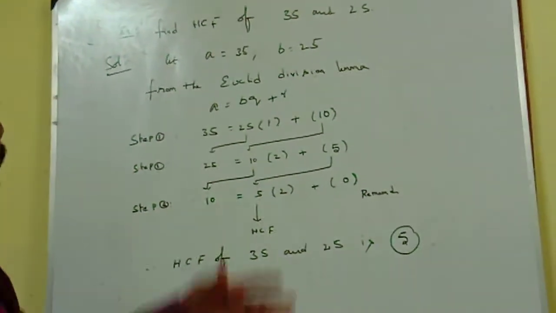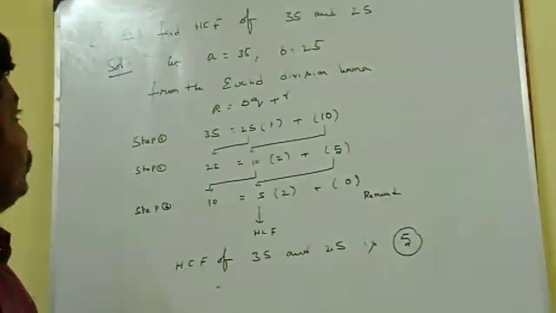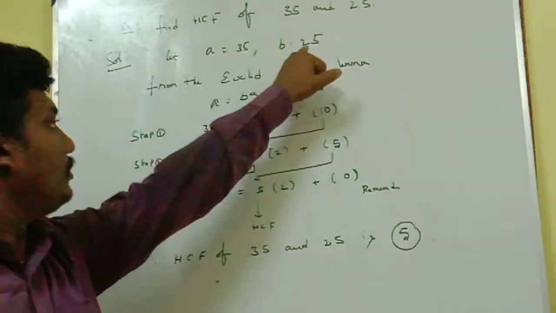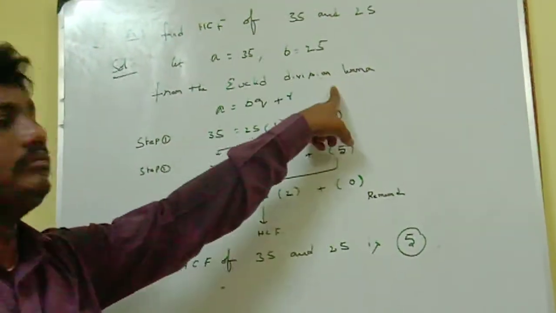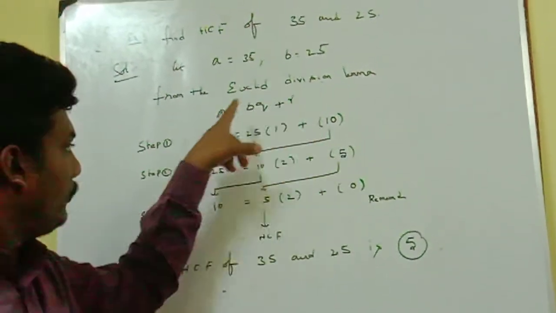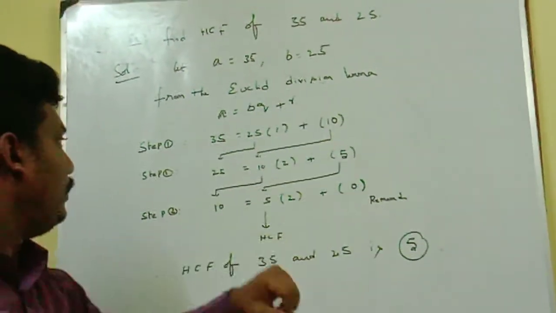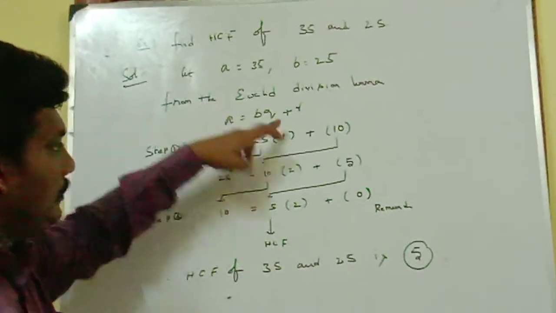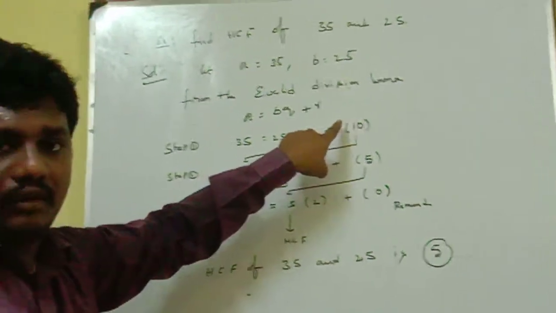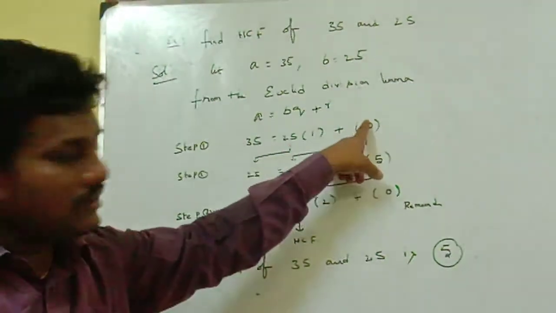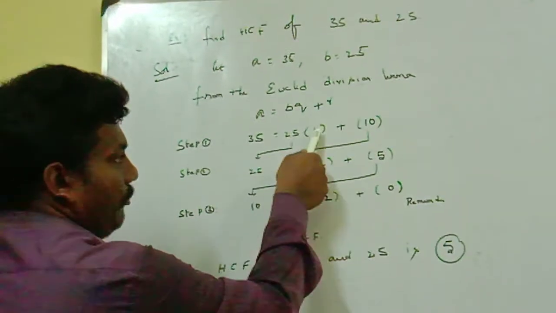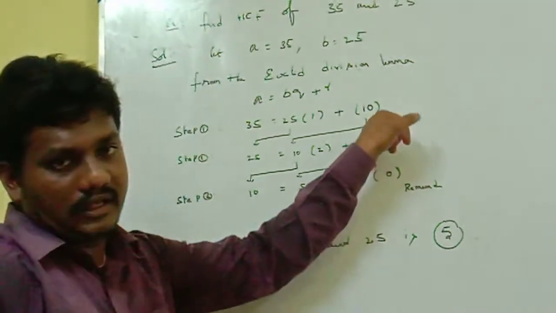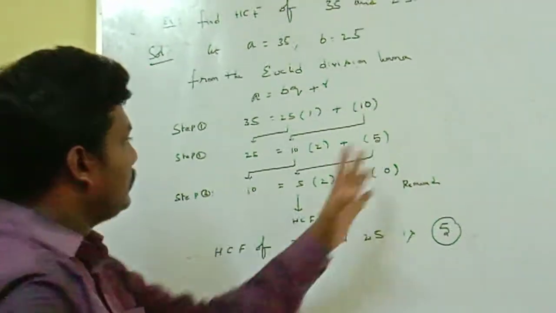Now, once again we are going to discuss this one. Find the HCF of 35 and 25. Let A equal 35 and B equal 25. From Euclid's division lemma, A equals BQ plus R, so dividend equals divisor into quotient plus remainder. In step 1 we consider A equals 35 and B equals 25 as they are. Then in the place of Q and R, we have to find them, that's the reason we are taking these brackets. In the first bracket, 25 times 1 becomes 25, the remainder will be 10, which we consider here as the remainder. So the first step is completed.